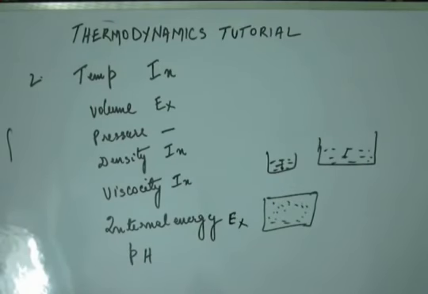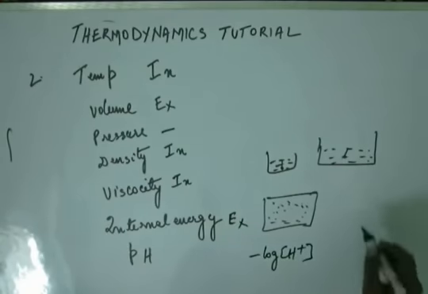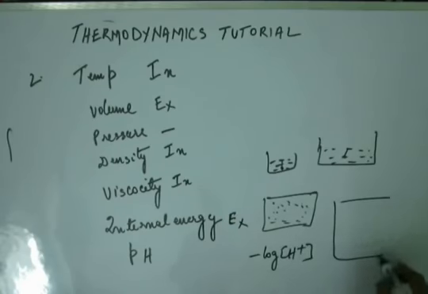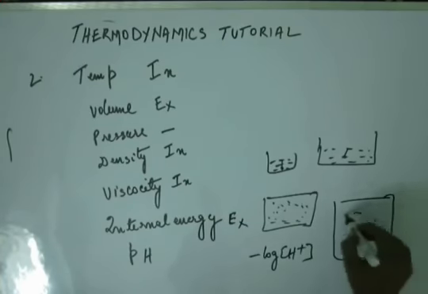pH. Now pH is something that you know from class 10th. pH is the negative logarithm of hydrogen ion concentration. Now pH depends upon the concentration and not the number or amount of mass of H+. Suppose you have a big tumbler.